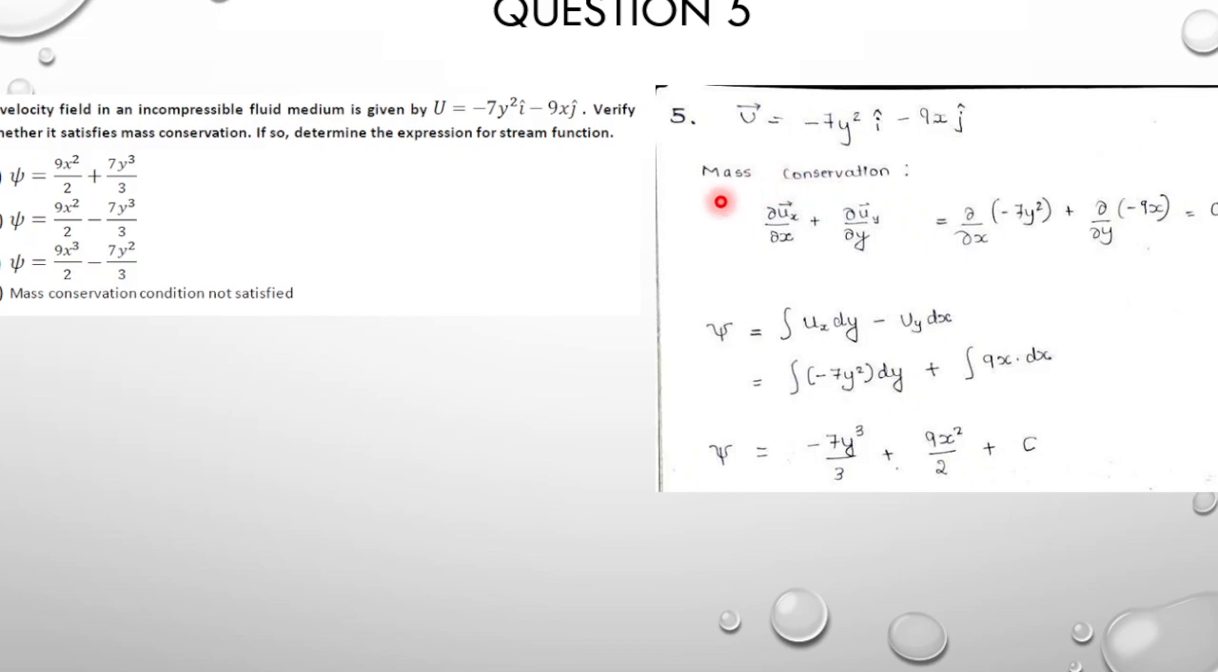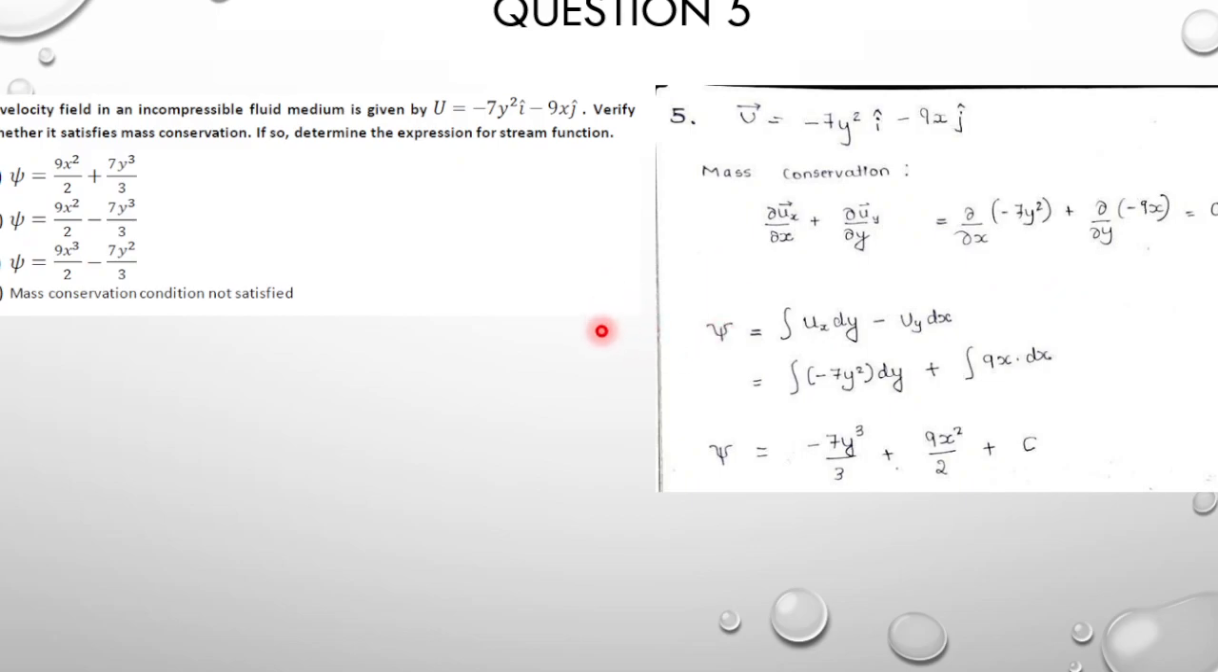So if you see, the equation is dux by dx plus duy by dy, that should be equal to 0. Let us see what happens. So if you see, dux by dx is minus 7y square, duy by dy is minus 9x. So anyway they are 0. So yeah, mass conservation is satisfied. So option D is not valid. Then the second part is to calculate the stream function.